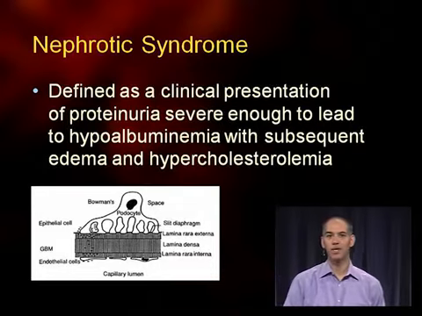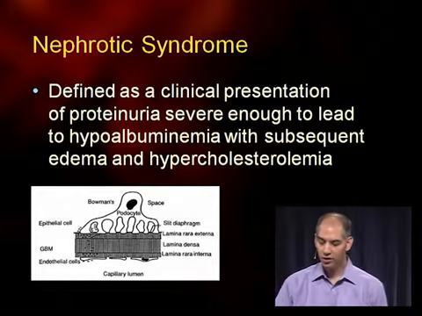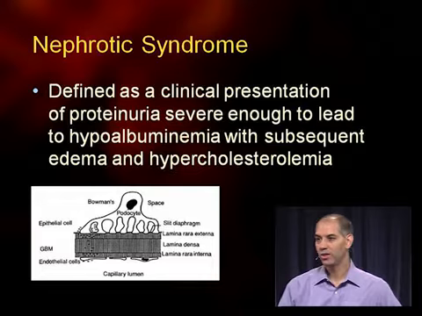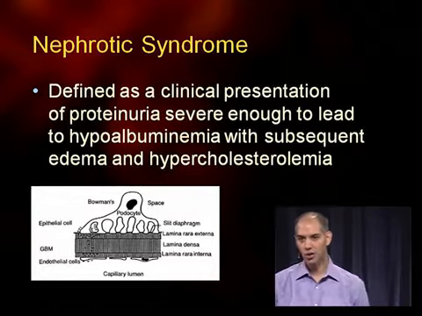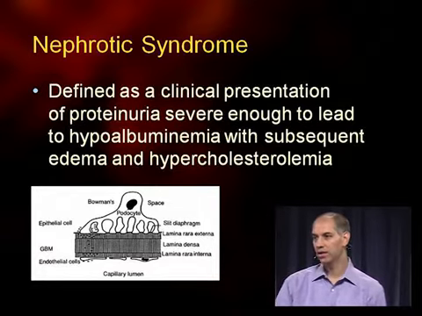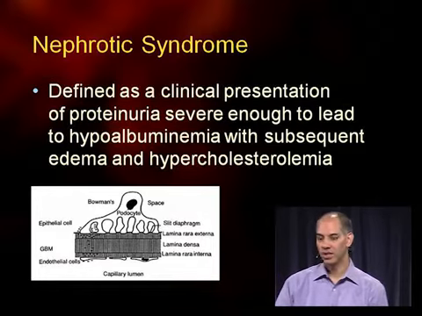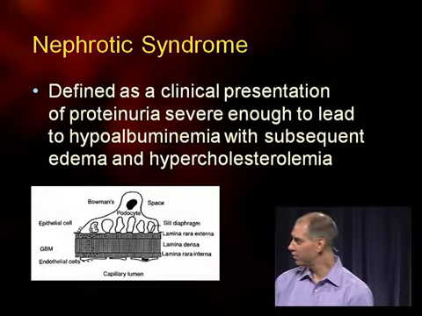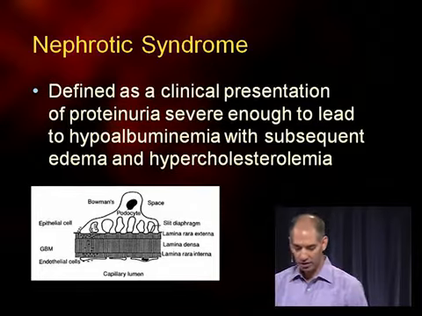Nephrotic syndrome, being a syndrome, is defined as the clinical presentation of proteinuria severe enough to lead to hypoalbuminemia with subsequent edema and hypercholesterolemia. There is normally not only a size barrier, but also a charge barrier that prevents us from leaking negatively charged proteins out. You see the picture of the basement membrane there and the epithelial foot processes. And normally the negative charges here prevent protein from getting through.